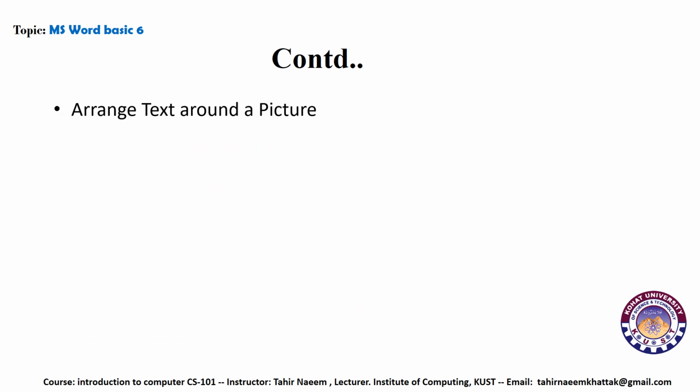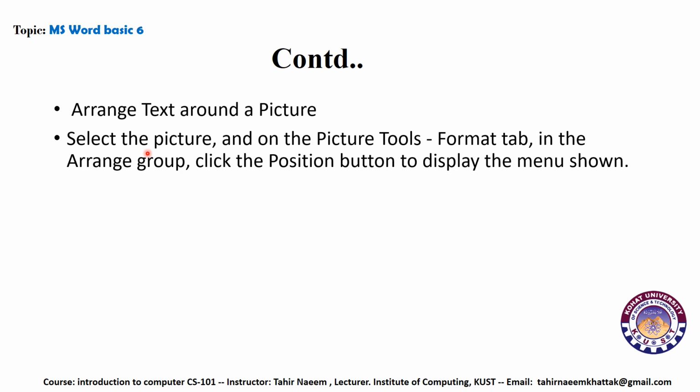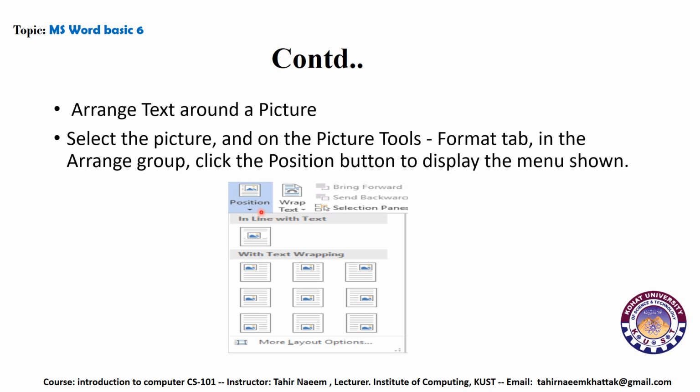Arranging text around the picture. Select a picture; in the Picture Tools Format tab, in the Arrange group, click the Position button to display the menu shown. So as I have previously shown you, we will go to the Arrange group, and here we will click on the Position button. The following menu will be shown. When we click on this position, these options will appear before us.